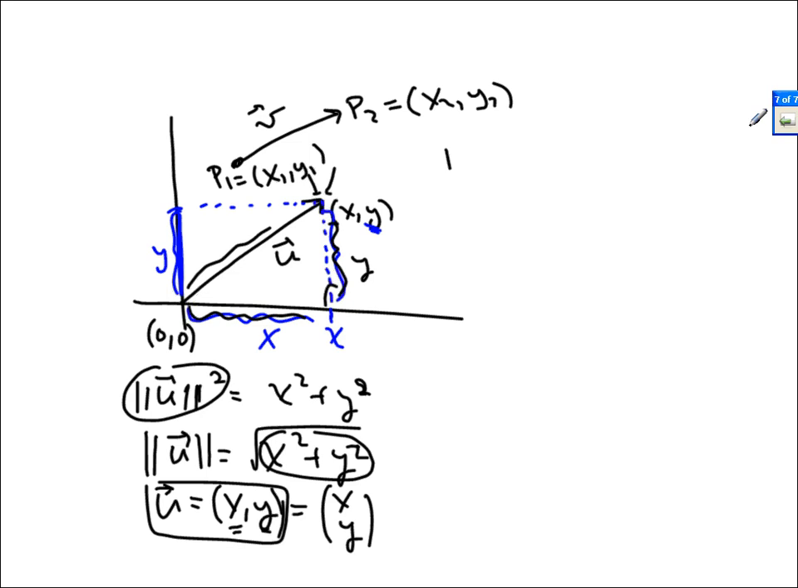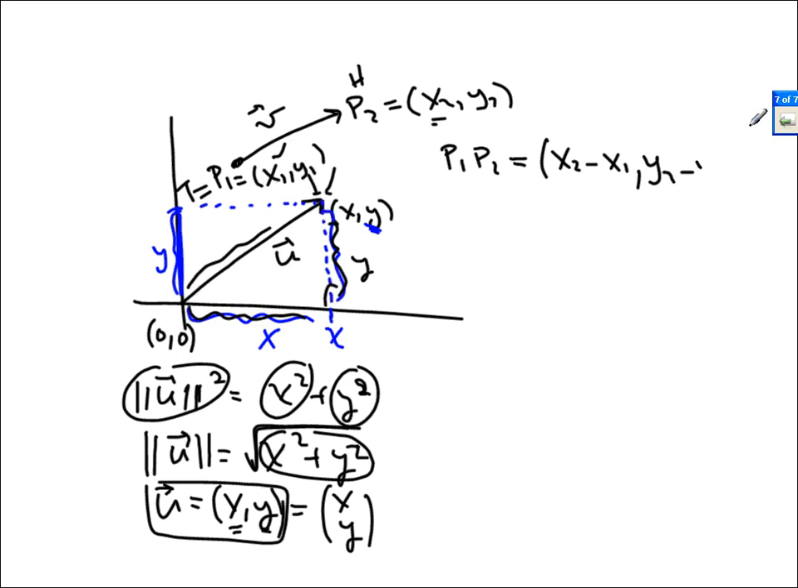Well, if I could get vector v to be at the origin, all I do is I square the x value of the head and the tail, and I add them up. And please, please, don't forget to take the square root of it. Well then, P1, P2 is nothing more than subtract the x values, x2 minus x1. Notice I did the head minus the tail, comma. I do the same with the y values.